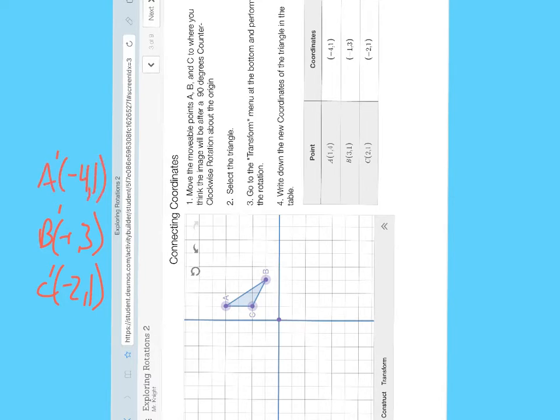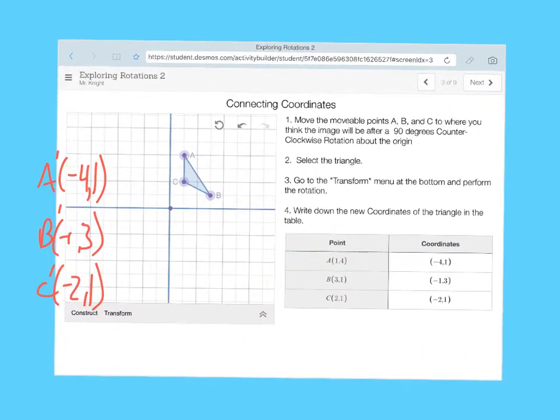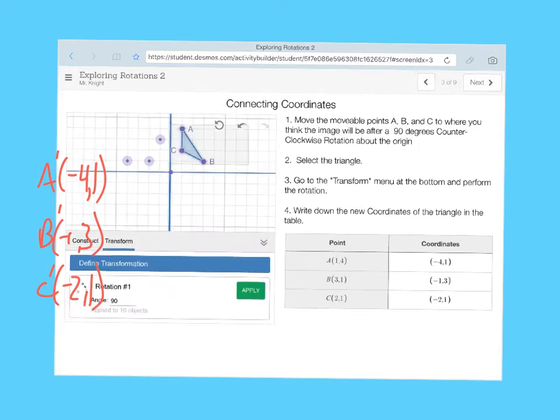Now, if I rotate this back, spin this back now, I can graph those points. I'm going to move these coordinates here now, and I'll put them in that spot. C is at -2, 1. My A was at -4, 1. My B was at -1, 3. There it is. Now, just to verify that, I can go transform, and I can highlight that, and there they are. So there's my coordinates.